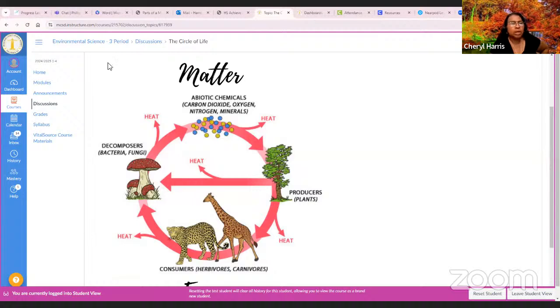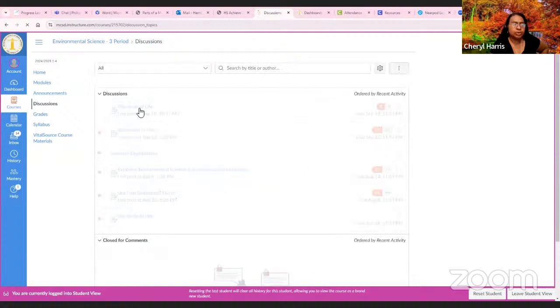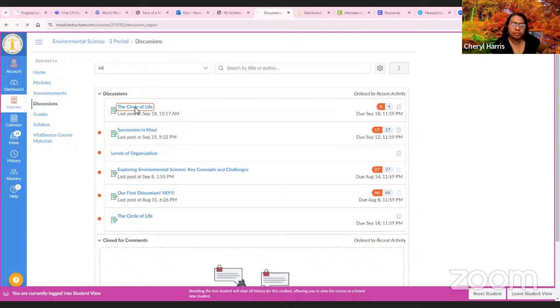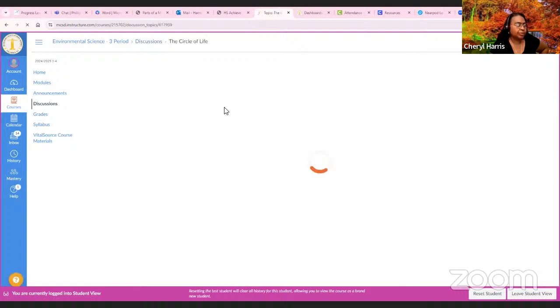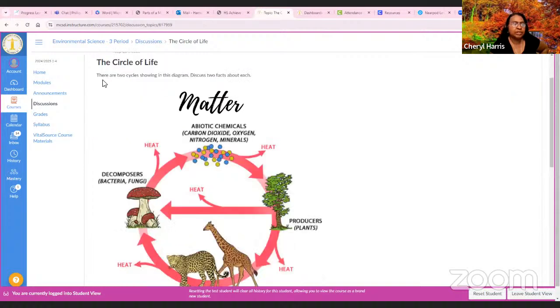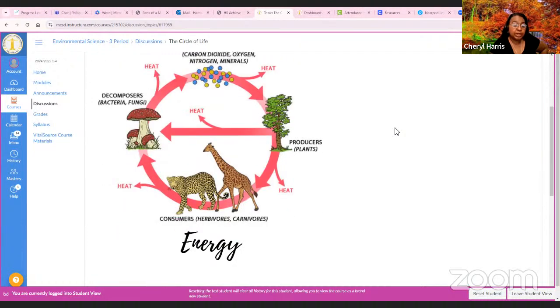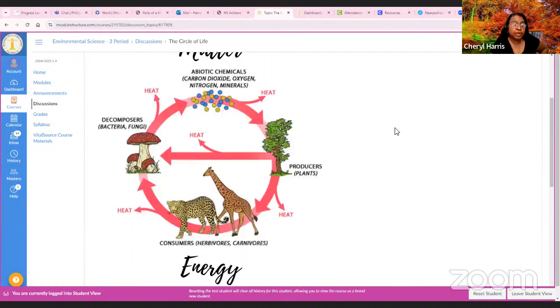All right, so I did have somebody come in, and then somebody else asking what you're doing. Right now, like I said, I'm looking at the student view. So you need to click on discussion. In your discussion, you want the first one at the top, circle of life. You're looking at the diagram, and it looks like one big circle, and actually it has titles on it. Two sides, top and bottom.